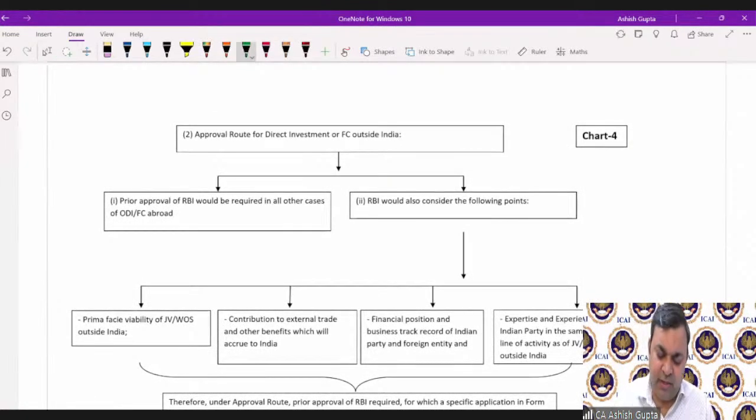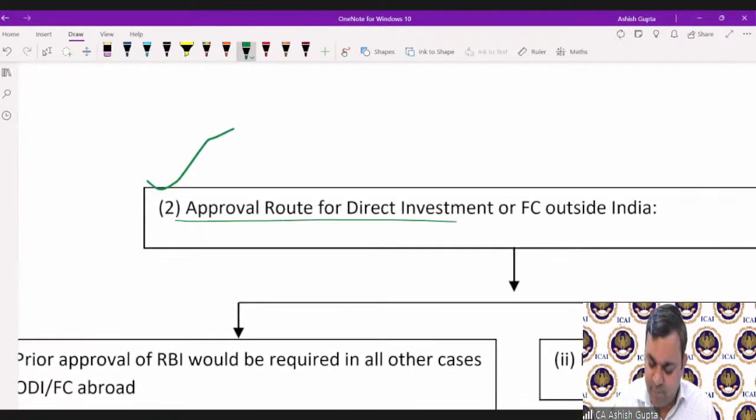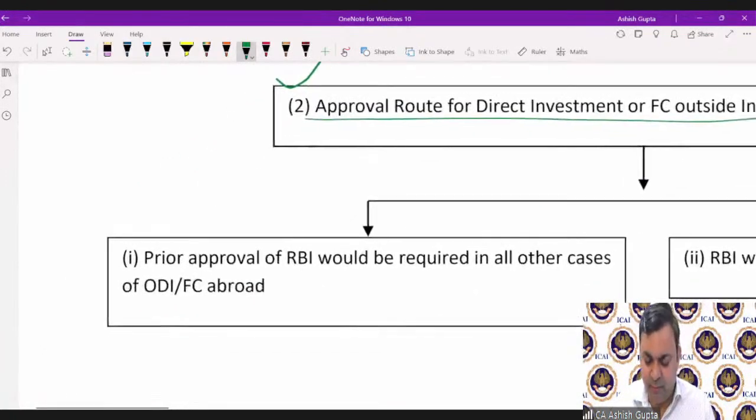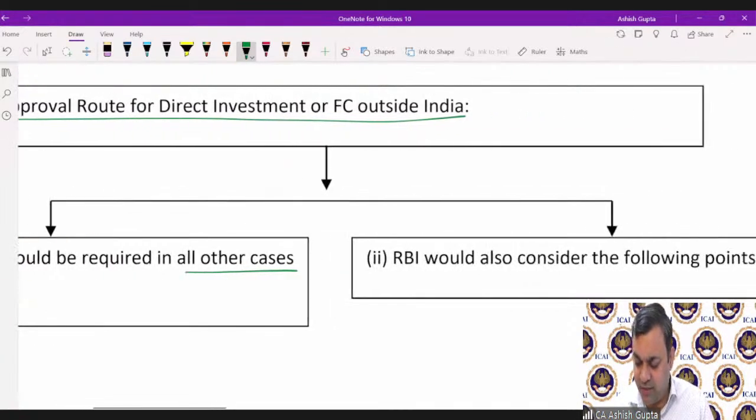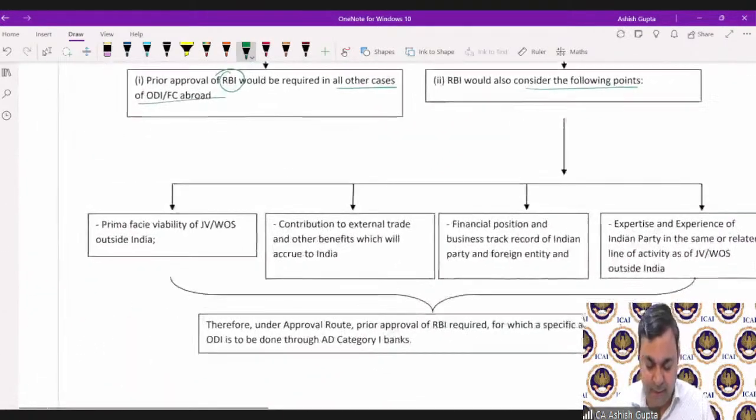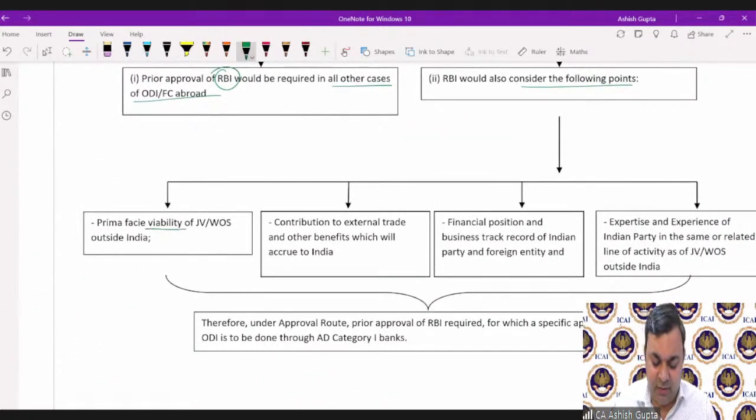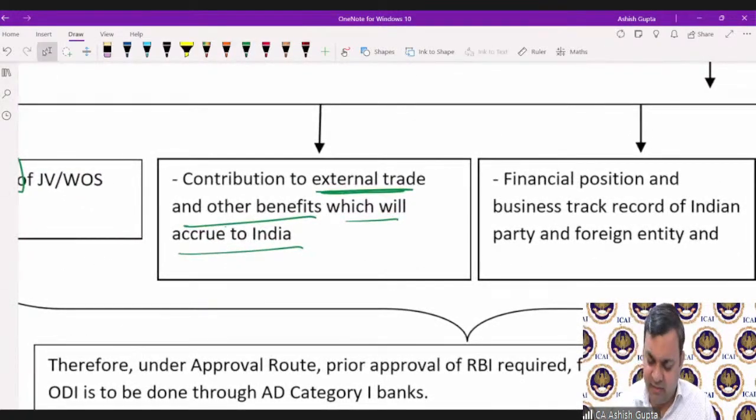Approval route is different. Automatic route is different. Approval route for direct investment or foreign contribution outside India: prior approval of RBI would be required in all other cases of ODI and FCI. RBI would also consider the following points while providing the approval. First, prima facie viability of the joint venture or wholly owned subsidiary in which you are going to invest. Contribution to external trade and other benefits which will accrue to India. From your investment, what type of benefit will India receive?